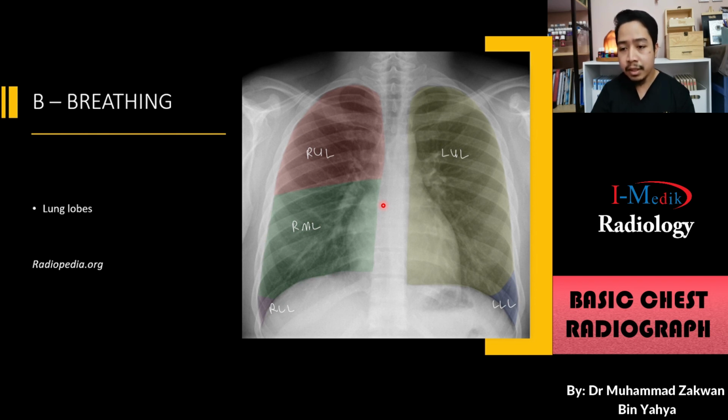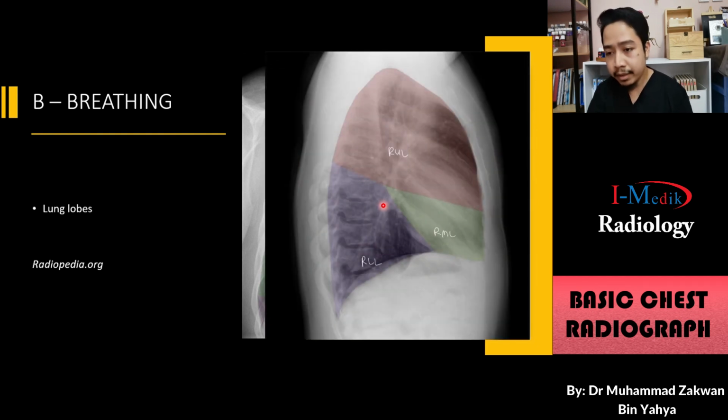It is sometimes difficult to localize the lesion or the lung pathology on the AP or PA radiograph itself. So sometimes we need to correlate with a complementary lateral chest radiograph. Now we can see the right upper lobe forming the upper part of the chest radiograph, and the right middle and right lower lobe forming most of the middle and lower zones of the chest radiograph. So the right middle lobe and right lower lobe are projected together in the frontal chest radiograph.